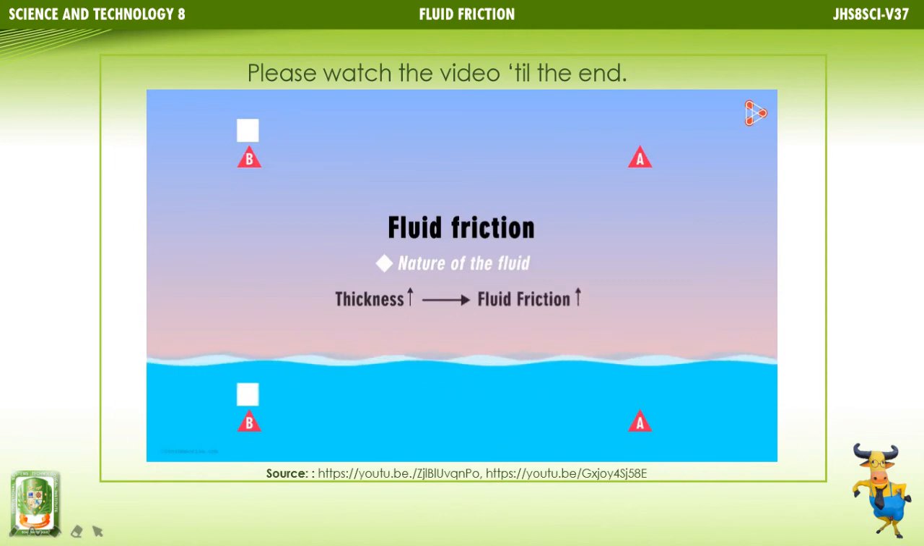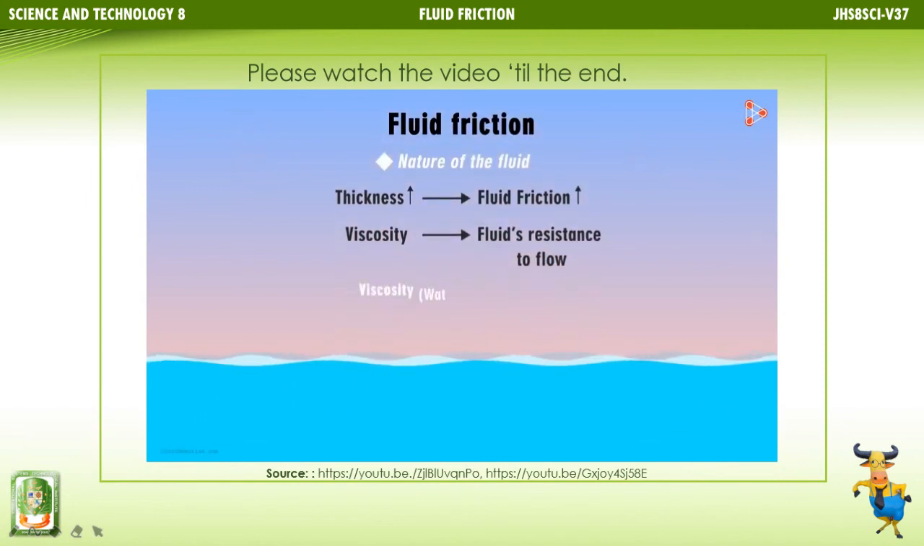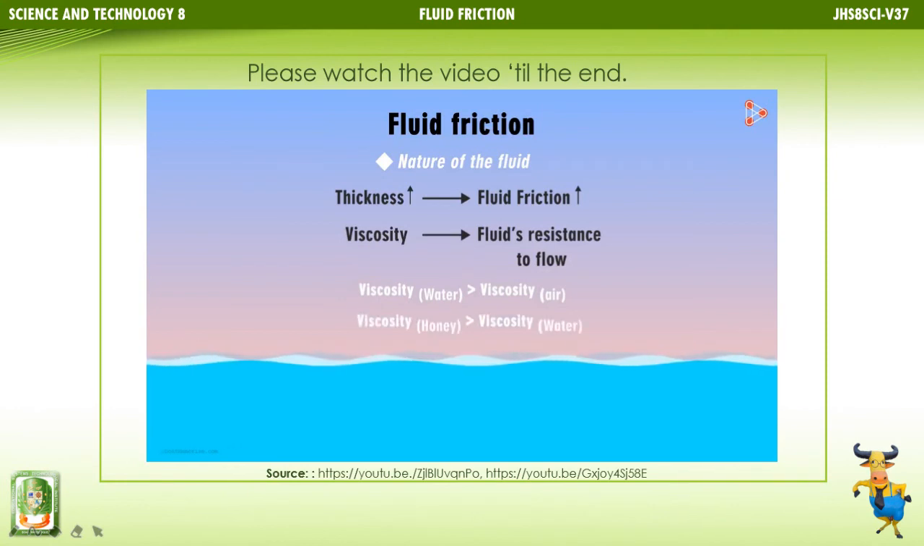it. There's a term which describes a fluid's resistance to flow. It's called viscosity. So here, we can say that water is more viscous than air. The higher the viscosity, the more resistance offered by that fluid. Honey is more viscous than water, which is why it offers more friction than water. That was the first factor affecting fluid friction, the nature of the fluid.